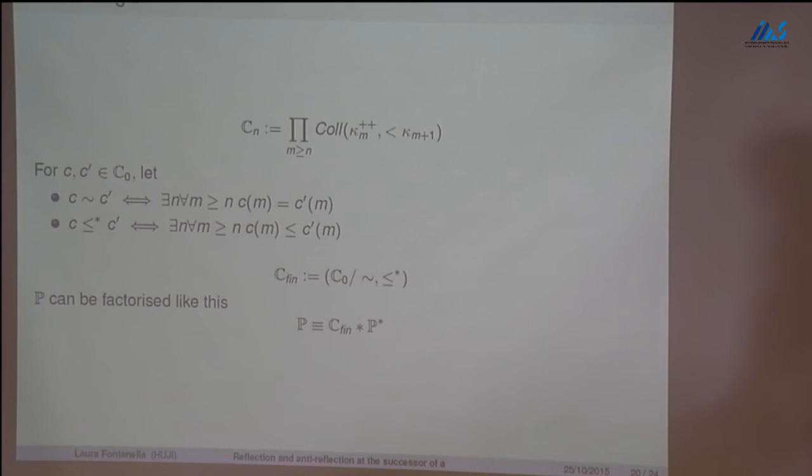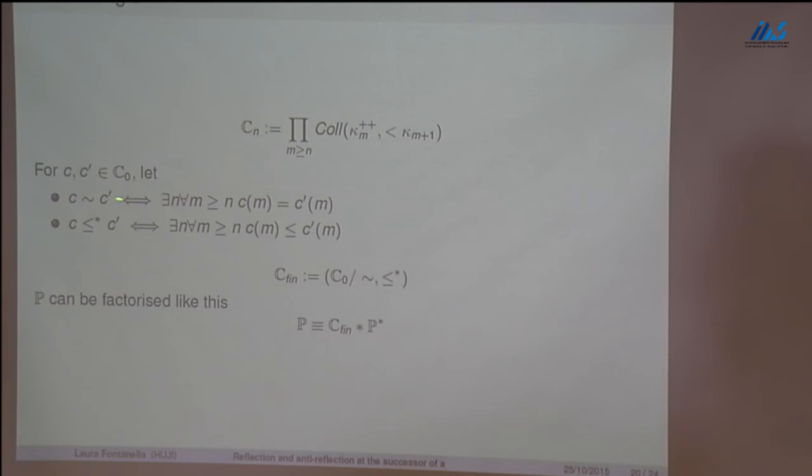So first we need to make an important remark about Magidor and Shelah forcing. Let's consider this product of collapses. Okay, so consider the product of all the collapses, the forcing that collapses cardinals between each kappa n plus plus and kappa n plus 1. And we call Cn this product starting from n. And so C0 is the full product.